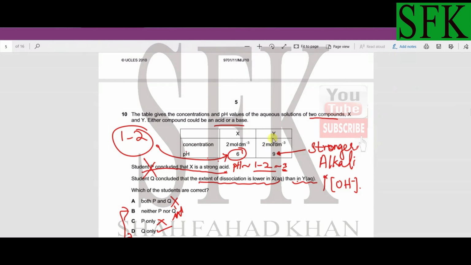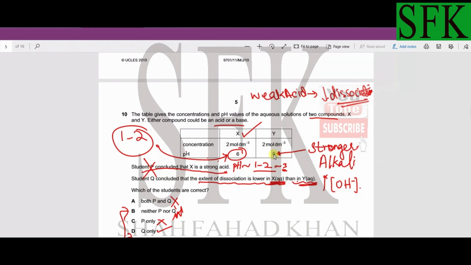Okay, now what about student Q? Student Q says that the extent of dissociation is lower in X than in Y. Okay, in X the pH is 6, indicating that it is a weak acid. Okay, weak acid, guys, remember weak acids are those which partially ionize in aqueous solution or have a low dissociation, right? So yeah, this is correct that X would have a low dissociation, but we don't know if it's lower than Y or not.